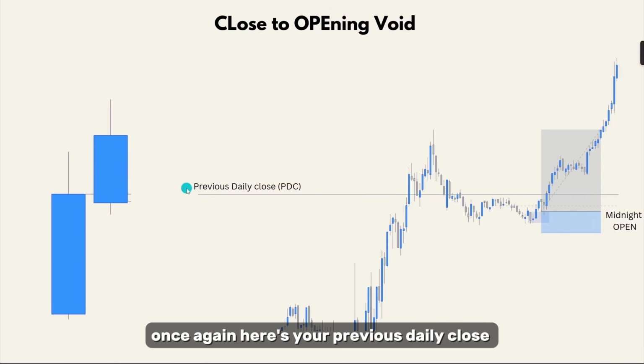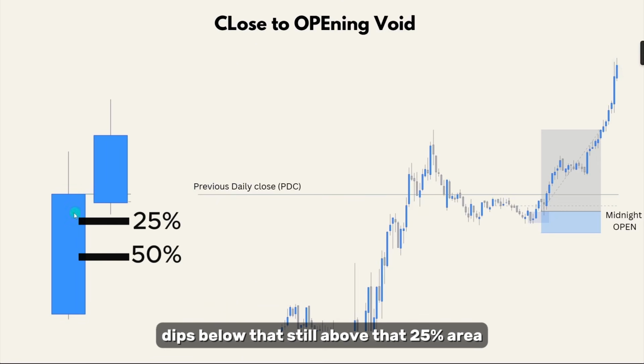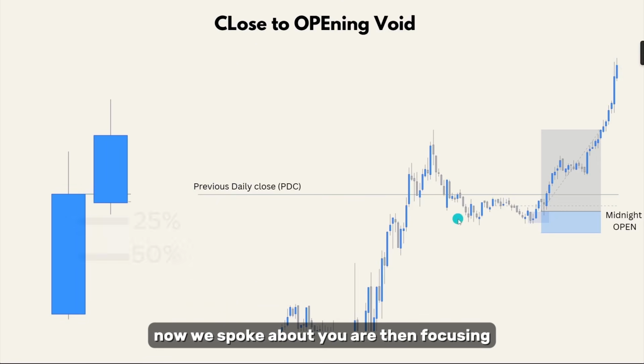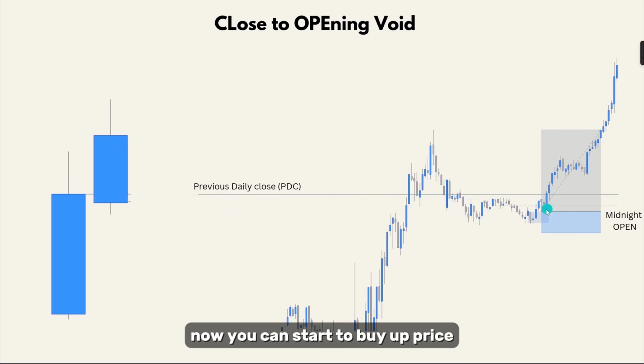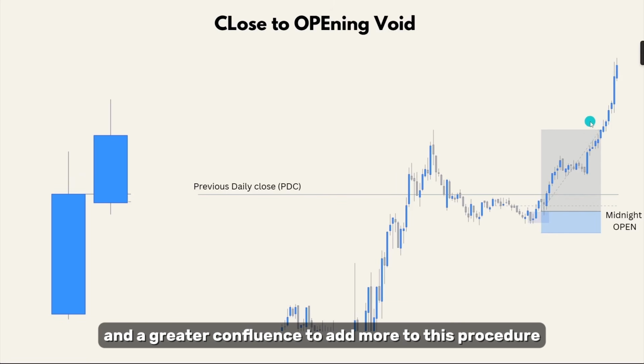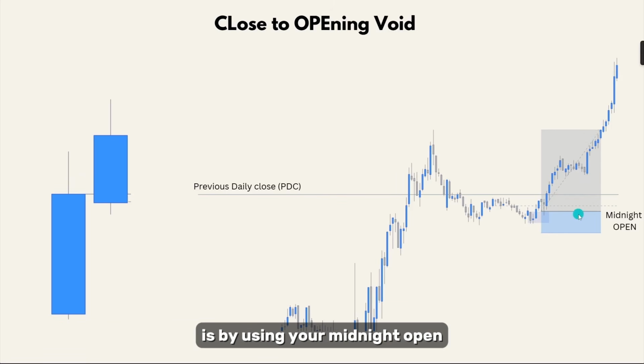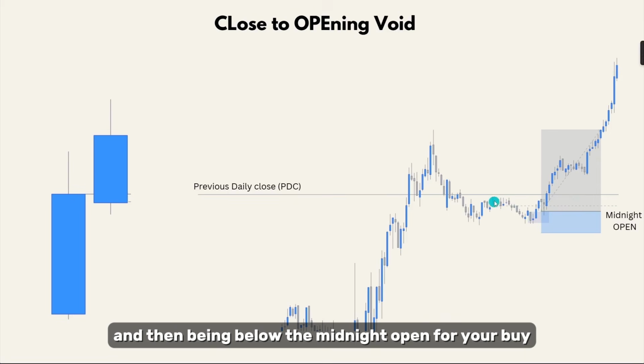Once again, here's your previous daily close. Price then dips below that, still above that 25% area that we spoke about. You are then focusing not on all the order blocks and fair value gaps within here. Instead, you're focusing on this exact area where now you can start to buy price and then move towards the upside. And a greater confidence to add more to this procedure is by using your midnight open. This is your midnight candle, and being below the midnight open for your buy is the ideal area also. However, being above the midnight opening is the ideal area for a sell.